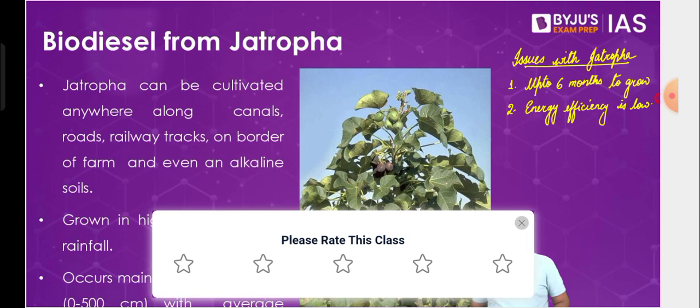Because of that, initially there was so much excitement shown by the government. Not only the government, even UPSC also asked a couple of questions from here. And ever since, the government has lost interest and stopped talking about it, and UPSC also has stopped talking about it. But biodiesel from Jatropha is a very good case study from the perspective of how biodiesel could be utilized.